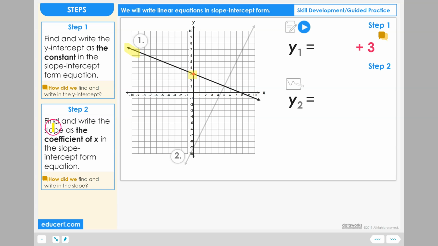Step 2. Find and write the slope as the coefficient of x in the slope-intercept form equation. The next part of our linear equation is the x term, where we will create a slope fraction using the slope movement up or down and to the right from one point to another.